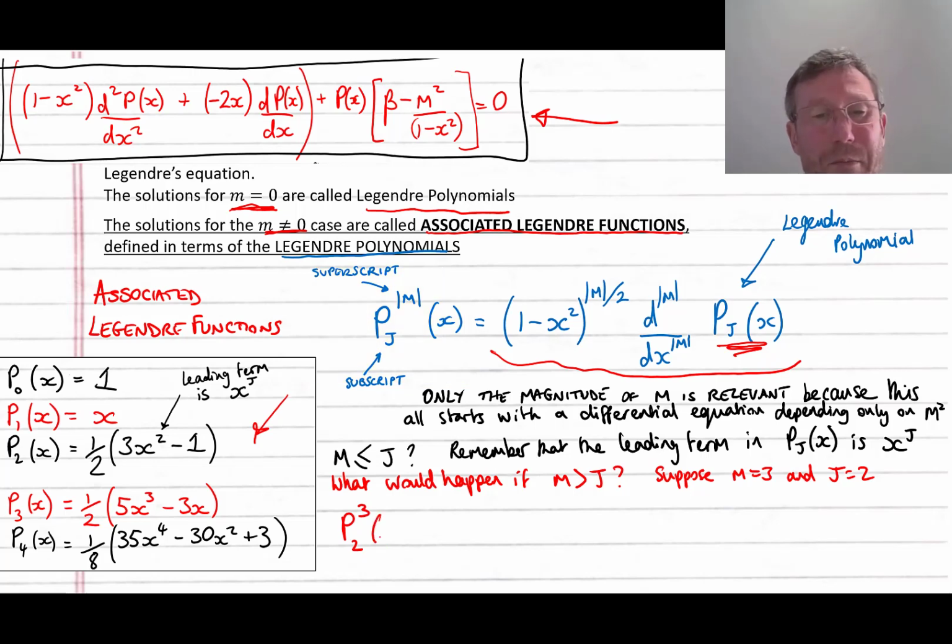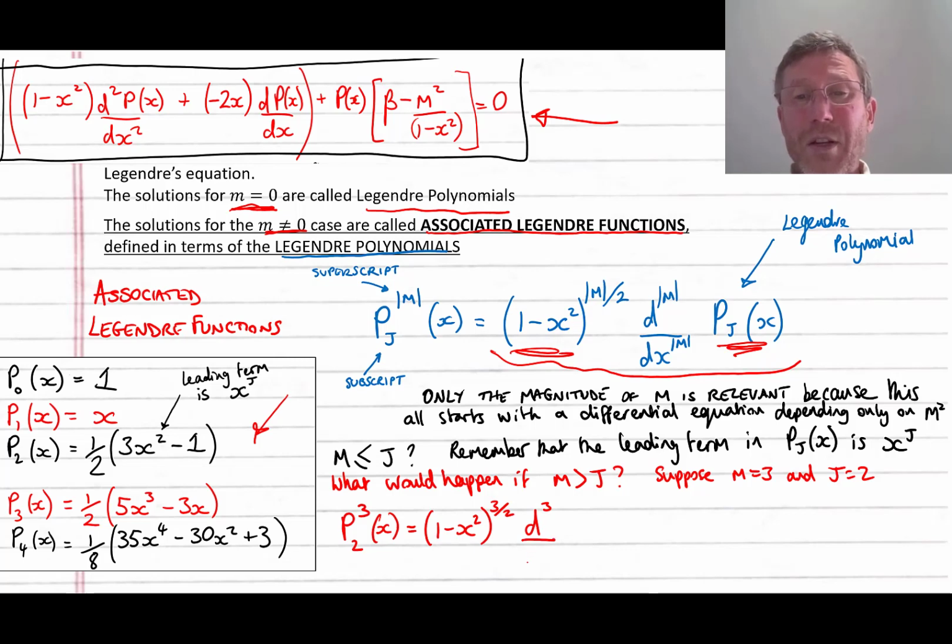Okay, this would be equal to, so let's go to our expression up here. We've got a 1 minus x squared term. Remember, m is 3, so this is to the 3 over 2 in here. Now we've got our derivative, d cubed by dx cubed. And inside the bracket here, we've got our Legendre polynomial, and remembering j is equal to 2, so this is the particular case over here.